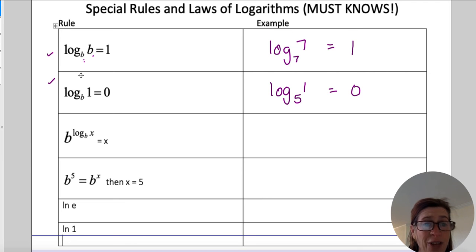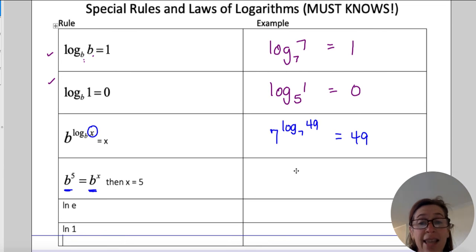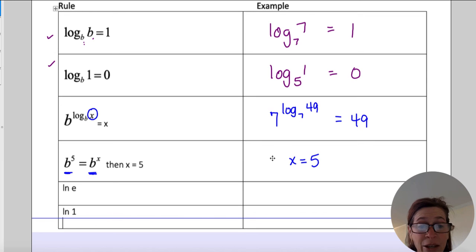So you're going to see these a lot. You're going to want to get used to them. All right, that last one I just went over, b raised to the log base b of x will always equal x. So 7 raised to log base 7 of 49 is 49. All right, change of base, making the bases the same. If you have two expressions where the bases are exactly the same raised to powers, then the powers are equal. So x equals 5. All right, ln(e) we just said was 1, and ln(1) we said was 0.